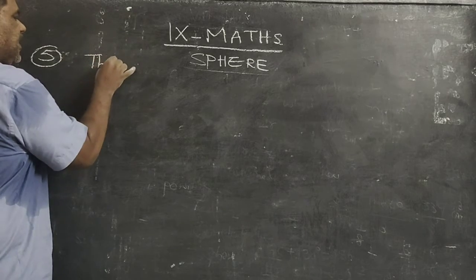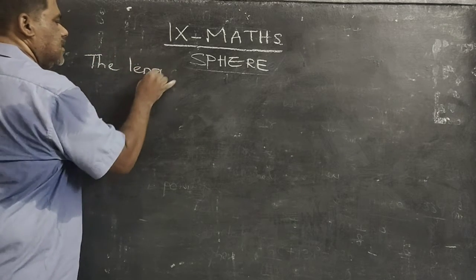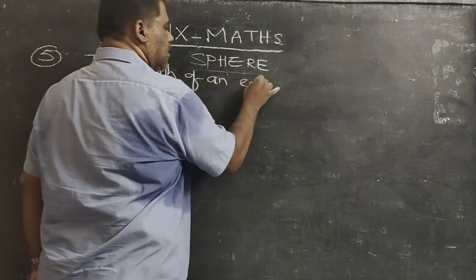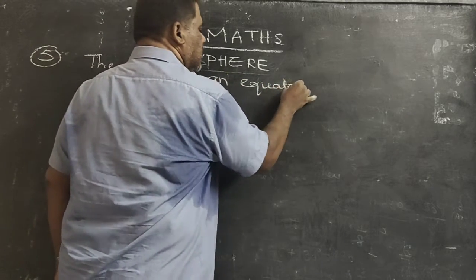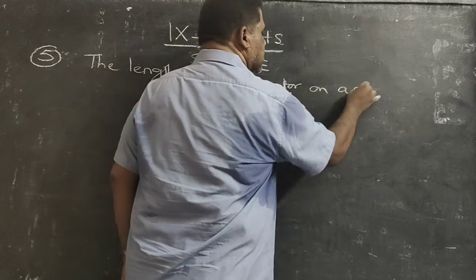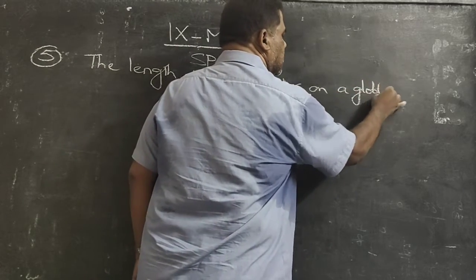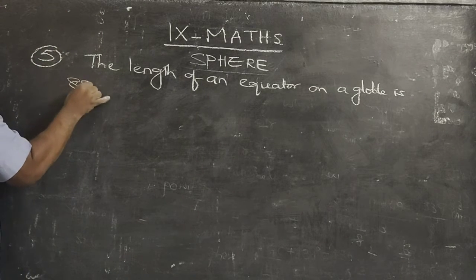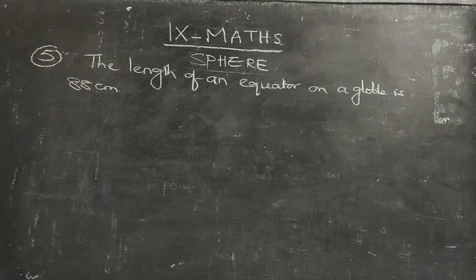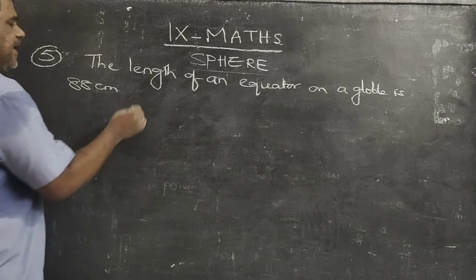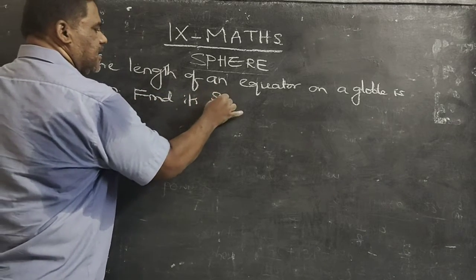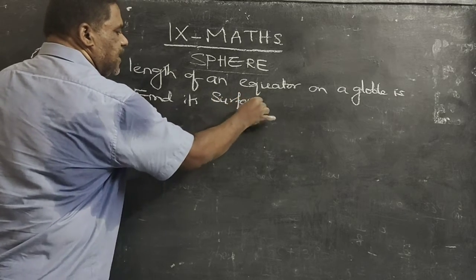The length of the equator on a globe is 88 centimeters. The length of the equator on a globe is 88 centimeters. Find the surface area. That means the surface area of the sphere we have to find.